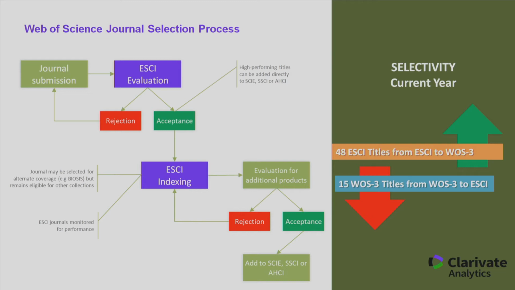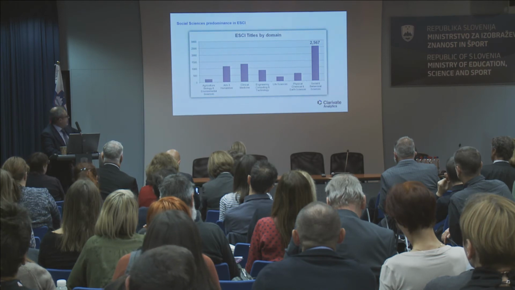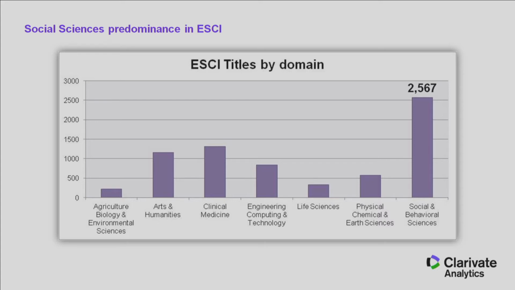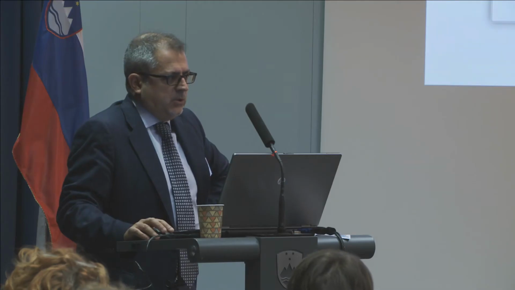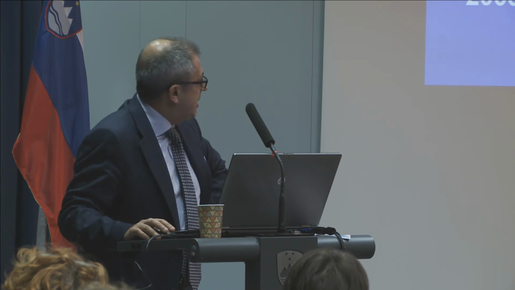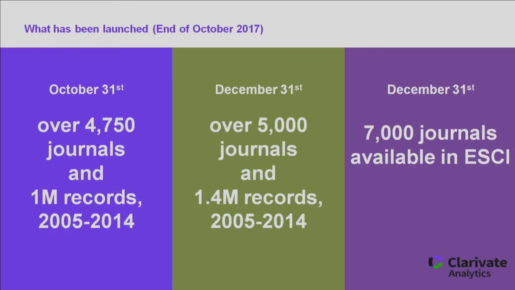If we now go to the number of titles for HESCI, the situation is completely different with respect to the three main indexes. More than 2,500 journals are now included in HESCI, and even more than 1,000 in arts and humanities, and social science. So we could say definitely that HESCI has a large predominance of social science right now. These are the global numbers, the number that we will reach at the end of the year: 7,000 journals in HESCI, and 5,000 of them will have backfile.